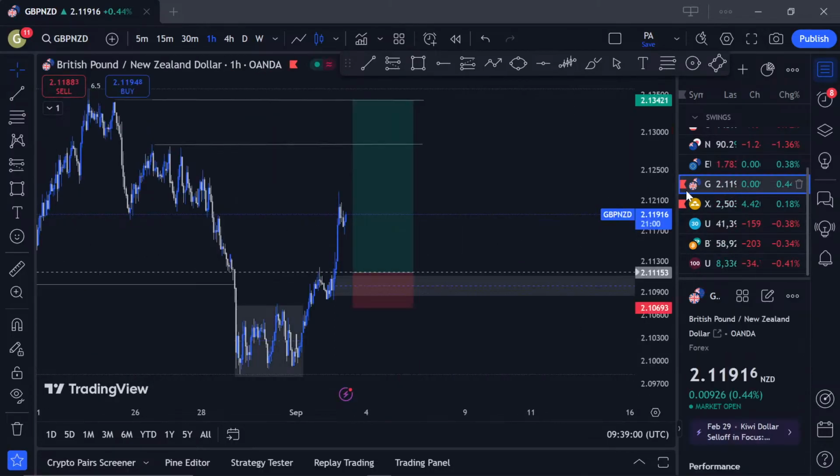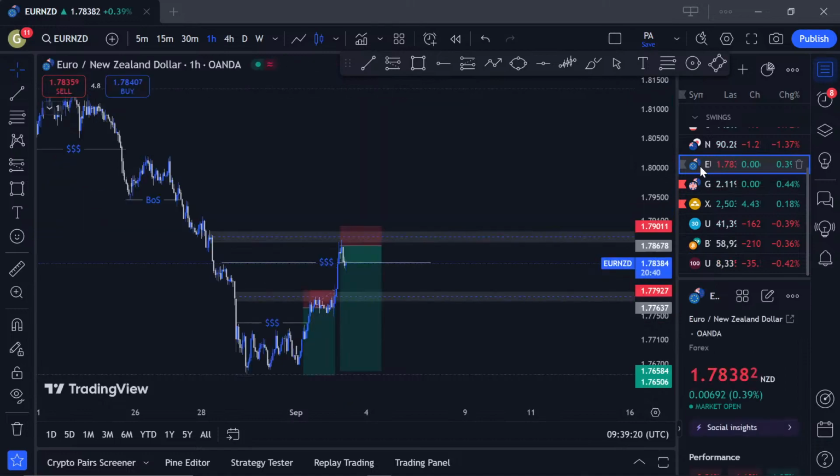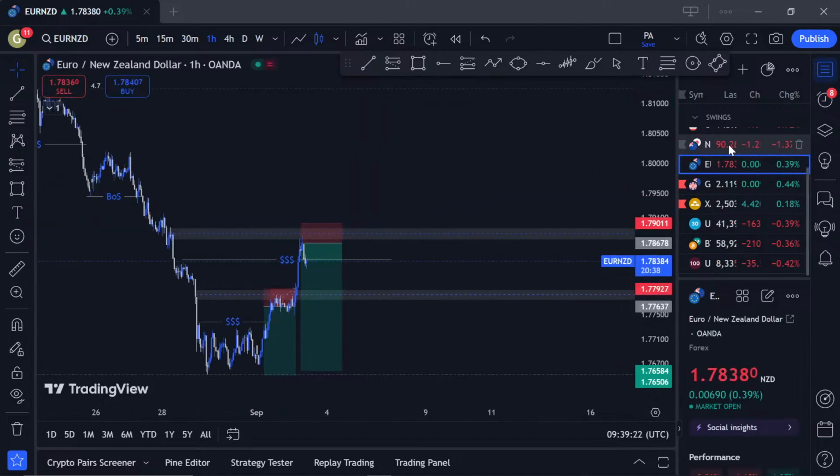On GBP NZD, we have our buy entry at 2.11153, then our first take profit at 2.12820, and then our overall take profit at 2.13421. Euro NZD, okay, that one is already running.